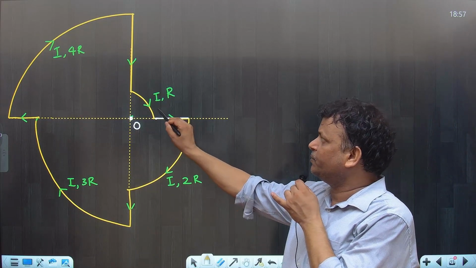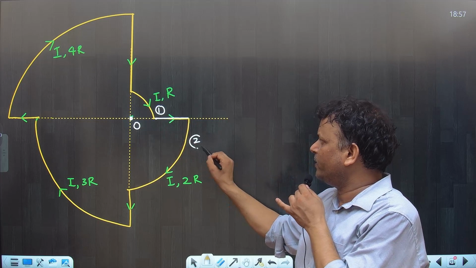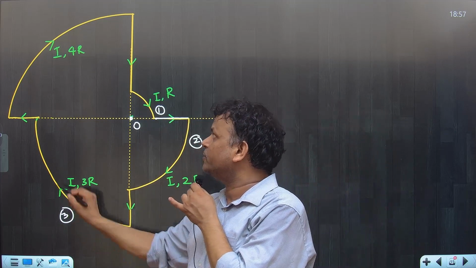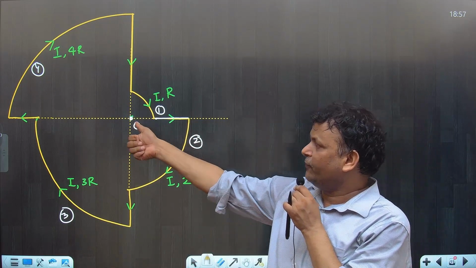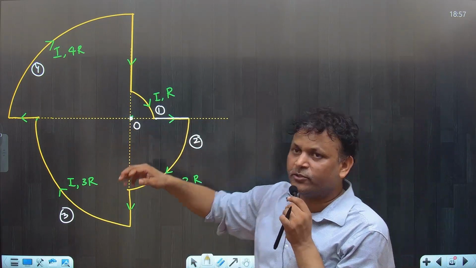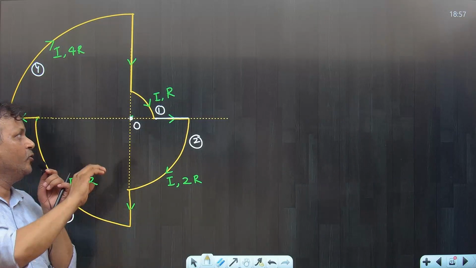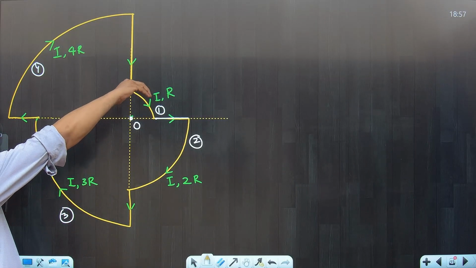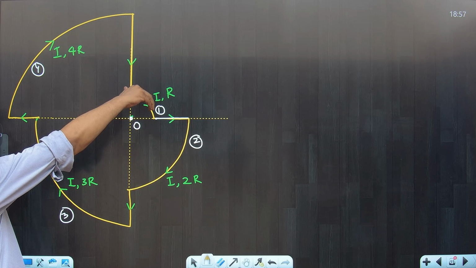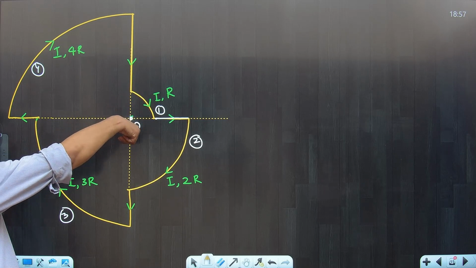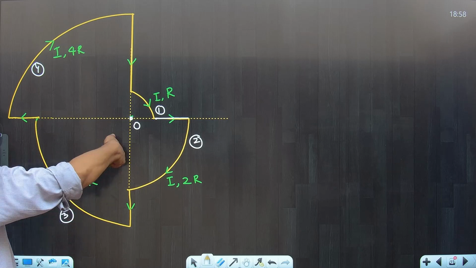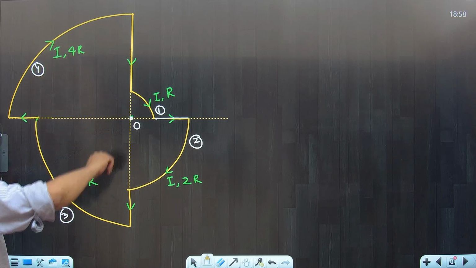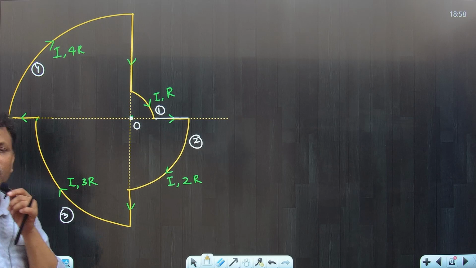Now this is part 1, this is part 2, this is part 3, and this is part 4. All parts will have a magnetic field at O in the same direction. Just observe: you curl your right-hand fingers in the sense of current, and you get the thumb inside. For each part you get the thumb inside, so all the magnetic fields are adding up.